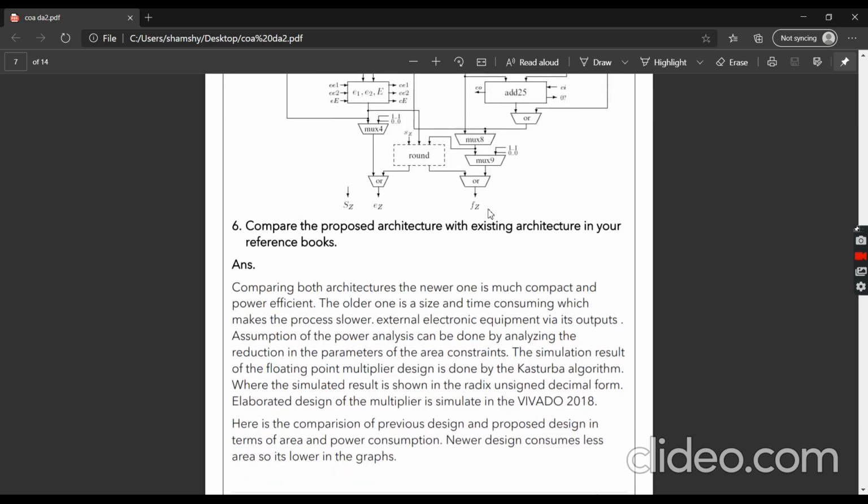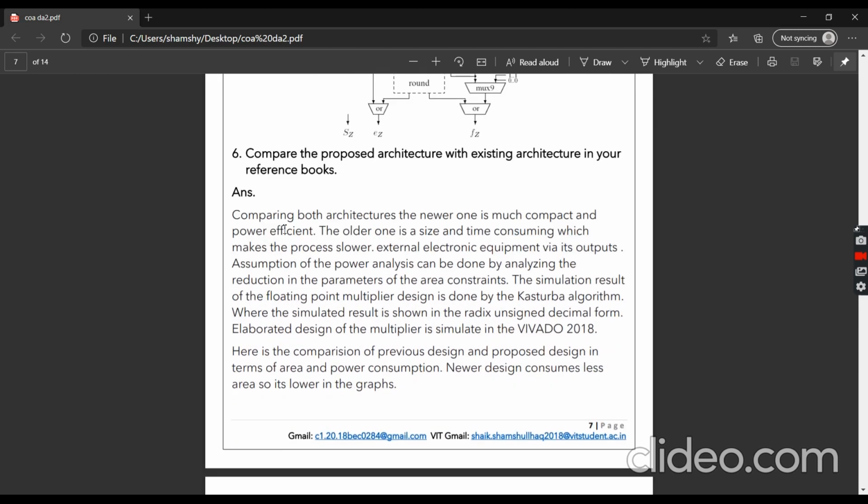Now we are moving on to our sixth question: compare the proposed architecture and the existing architecture in your reference books. Now we are comparing the architectures from our syllabus and the architecture proposed in our paper. Comparing both, the newer one is much more compact and power efficient. The older one is size and time consuming, which makes the process slower. Power analysis can be done by analyzing the reduction in the parameters of the area constraints.